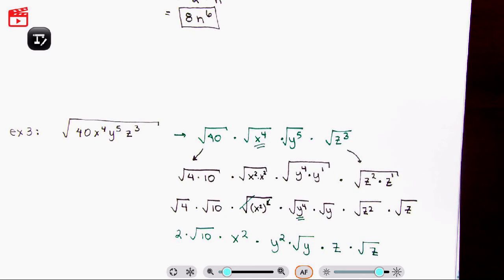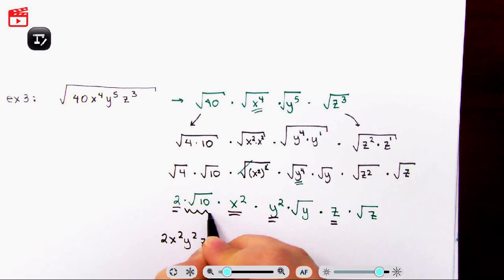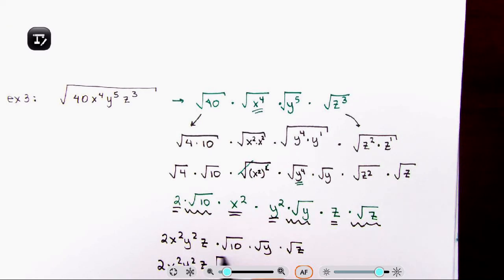So now we're going to kind of combine things. Again, still using the product property. These are all outside of my square roots. So I have 2x squared y squared times z. Then I have these who are square rooted, and I'm going to multiply them. So I'm going to have times the square root of 10 times the square root of y times the square root of z, which then simplifies to my final answer as the square root of 10yz.